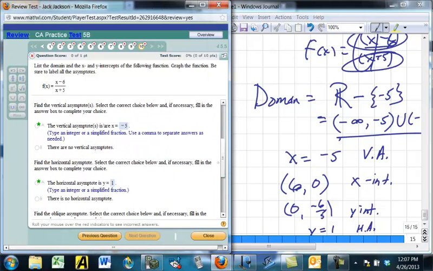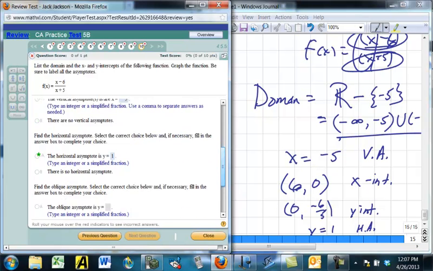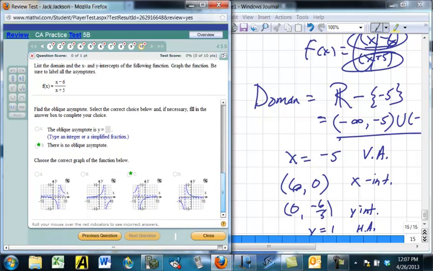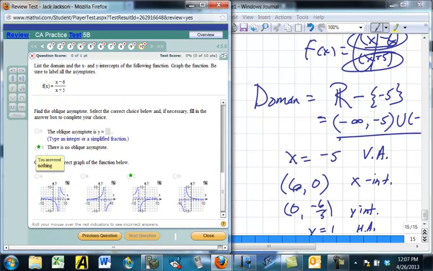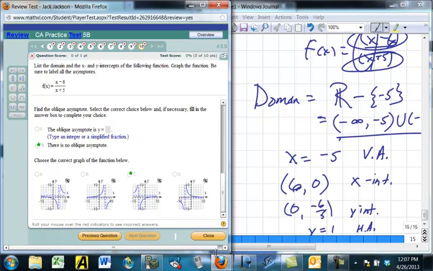Vertical asymptote, it had one, x equals -5. Horizontal asymptote, it had one, y equals 1. Oblique, no oblique asymptotes. If it has a horizontal, it'll either have oblique or none, or neither. And then we've got to figure out the graph.